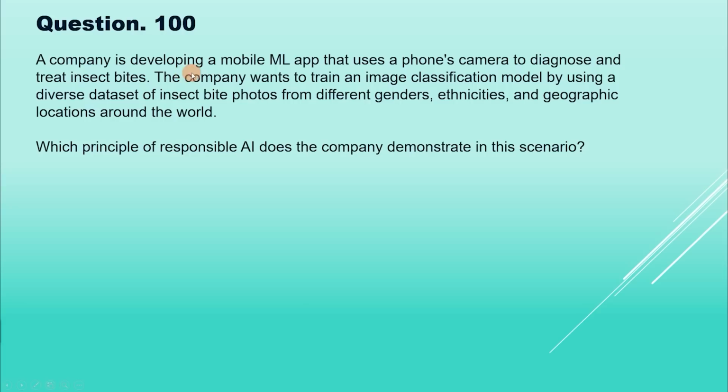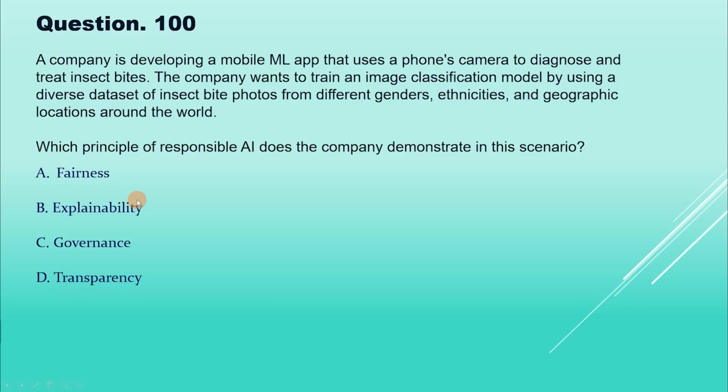A company is developing a mobile ML app that uses a phone's camera to diagnose and treat insect bites. The company wants to train an image classification model by using a diverse dataset of insect bite photos from different genders, ethnicities, and geographic locations around the world. Which principle of responsible AI does the company demonstrate in this scenario? Here are the options: option A fairness, option B explainability, option C governance, option D transparency.